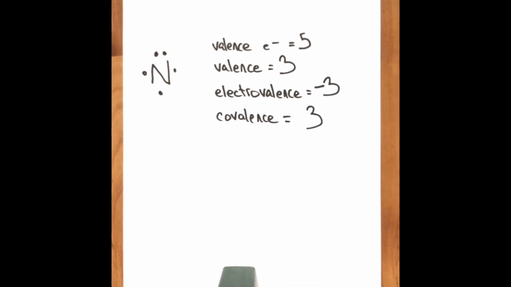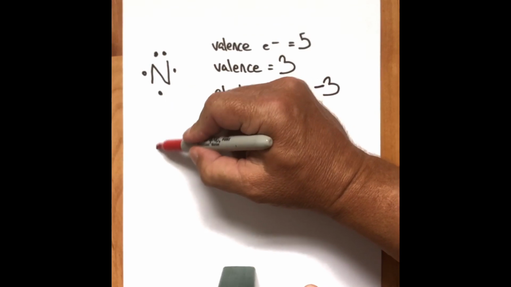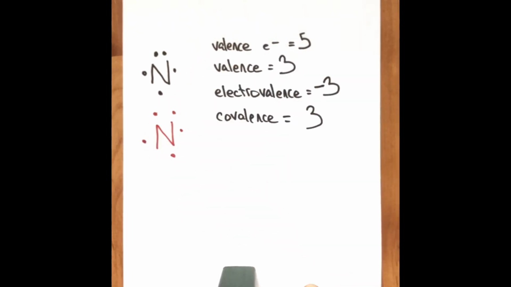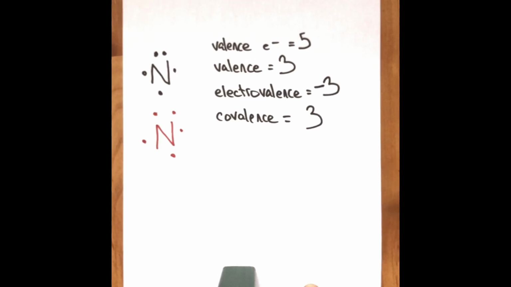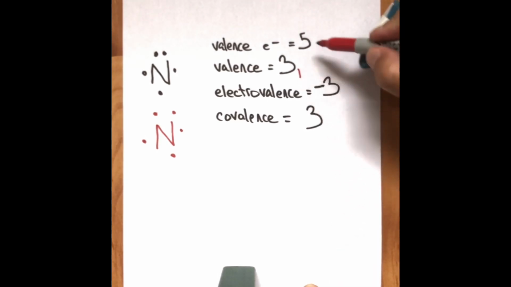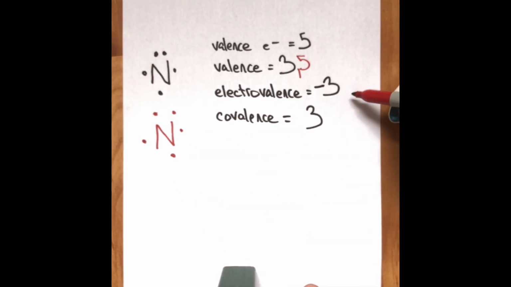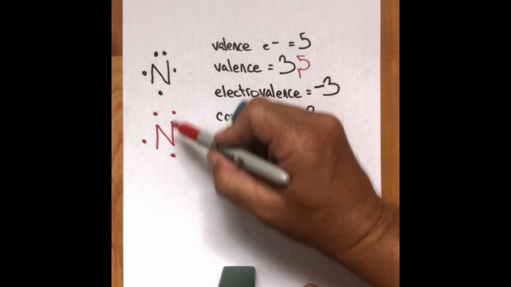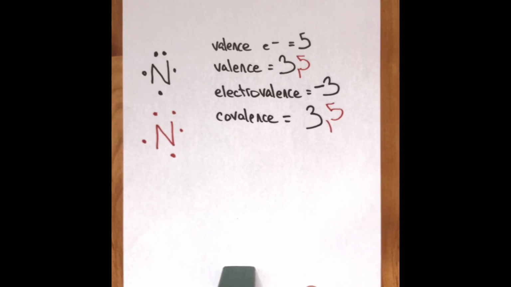Okay? Now, here's the exception part of it. What nitrogen can do is take this pair of electrons up here and separate it. When it does that, nitrogen would kind of look like this. So, when it looks like this, if we count the number of single electrons, we have 5, right? Still 5 valence electrons, but now it would have a valence of 5. Okay? And this exception, it will not gain an extra 5 electrons, so it doesn't apply to an electrovalence. However, when it's like this, it could share all 5 of these electrons. So that would give you a covalence of 5 as well.